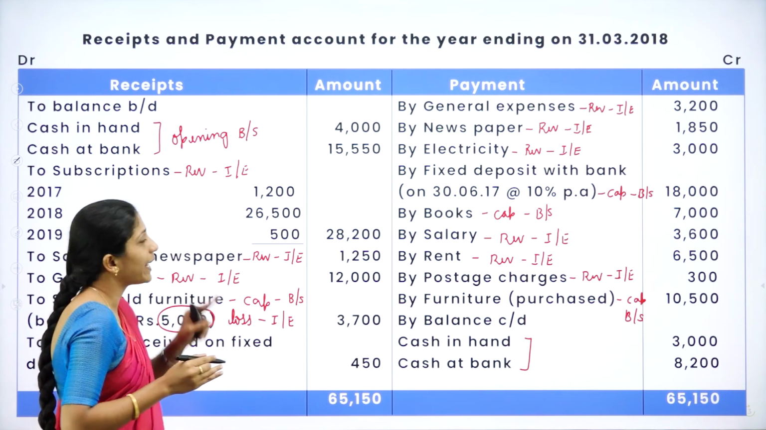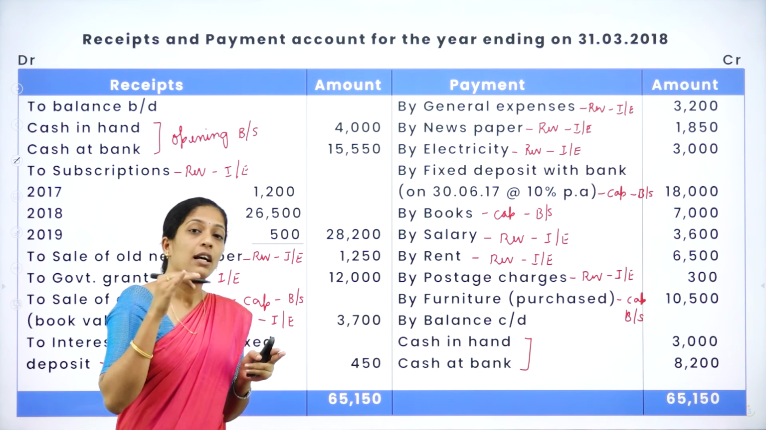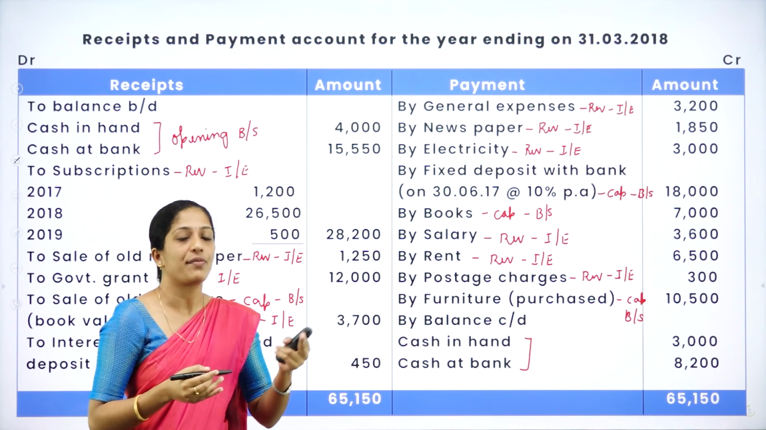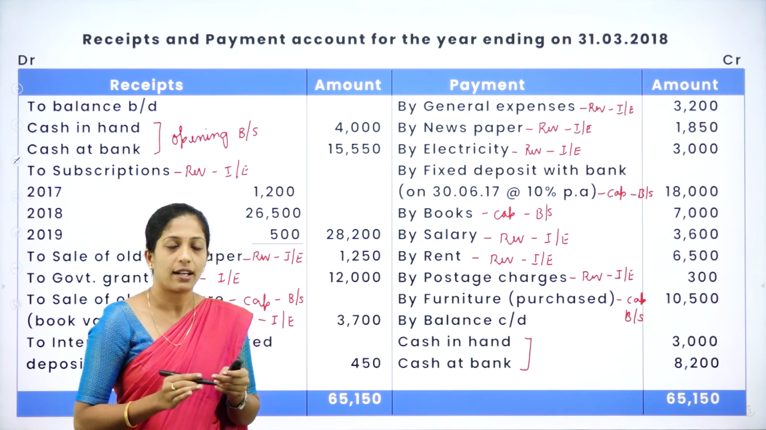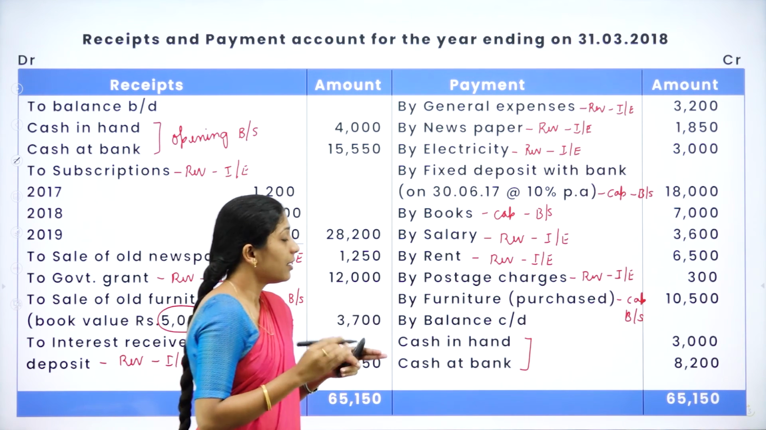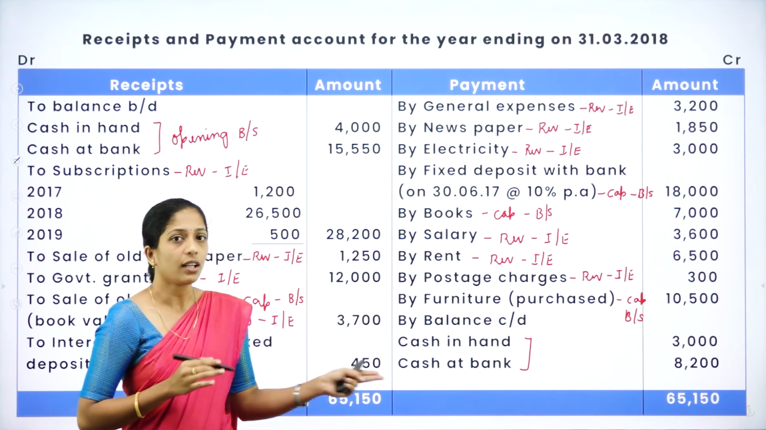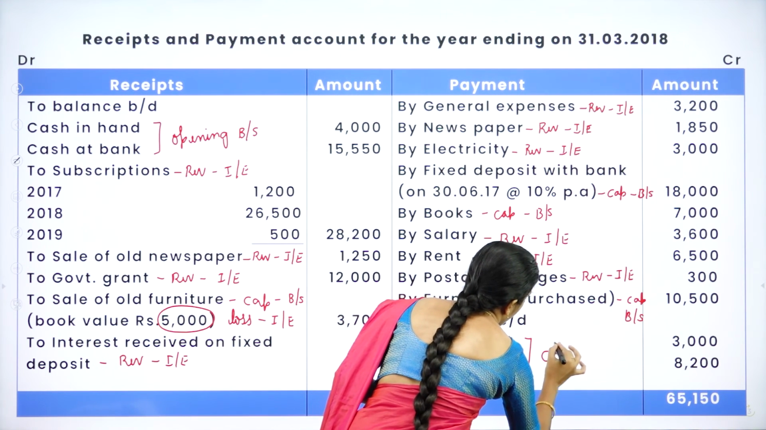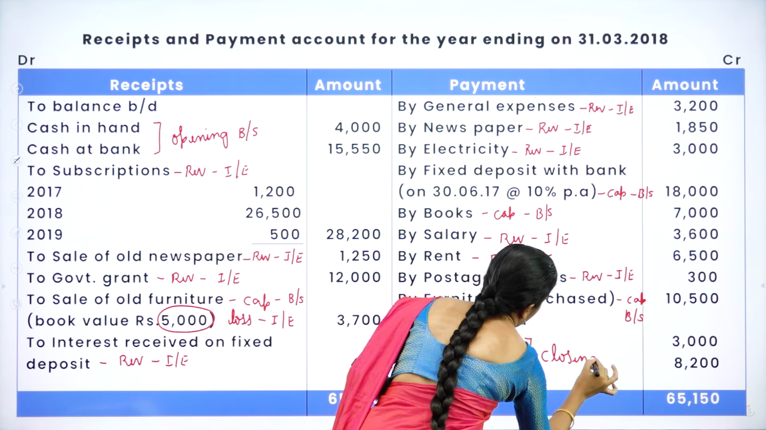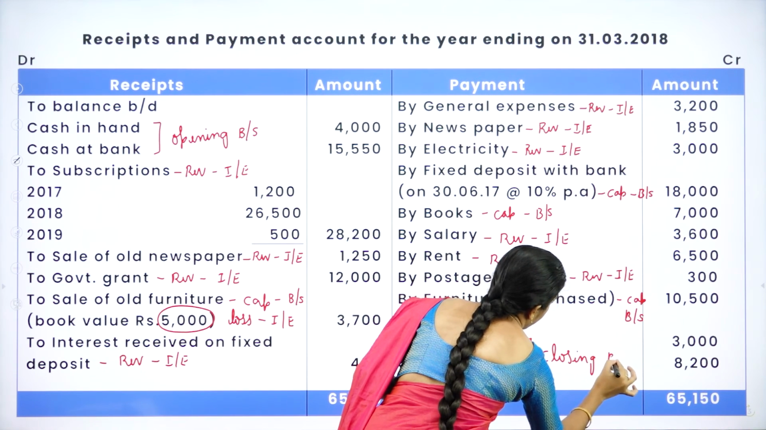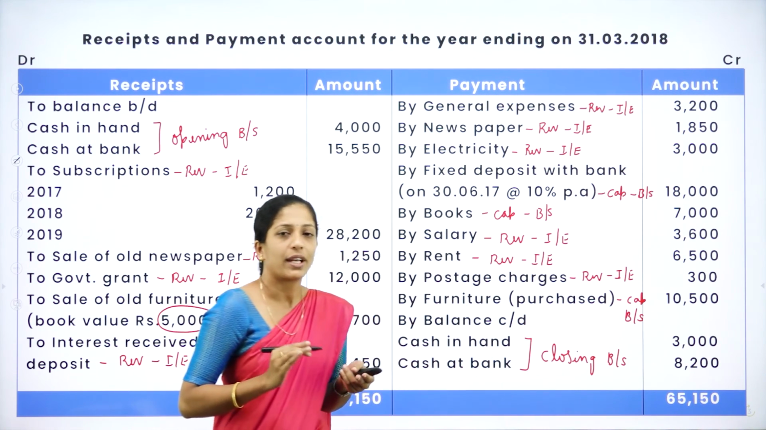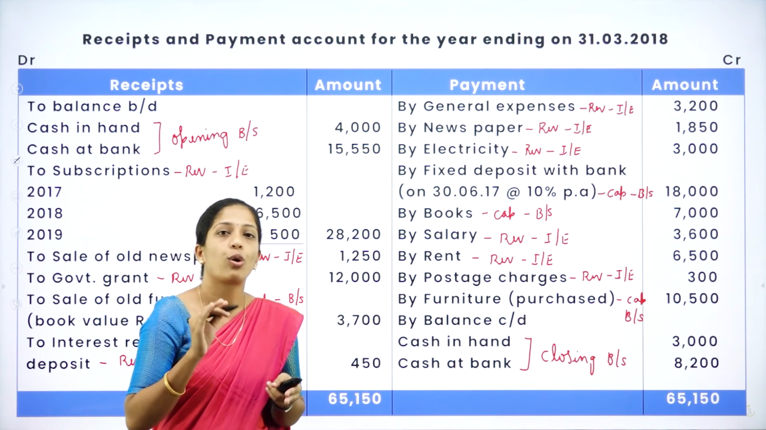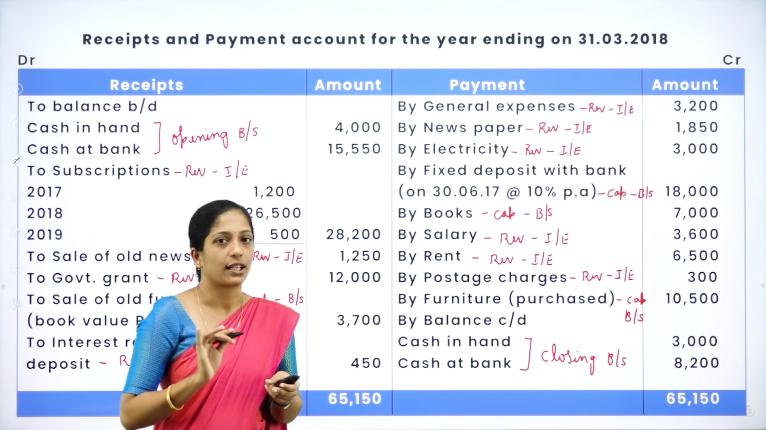So as I told, opening cash in hand and opening cash at bank come under the opening balance sheet because they belong to the previous year, whereas closing cash in hand and closing cash at bank we are going to record in the closing balance sheet, on the asset side of the balance sheet of the solution. Clear?